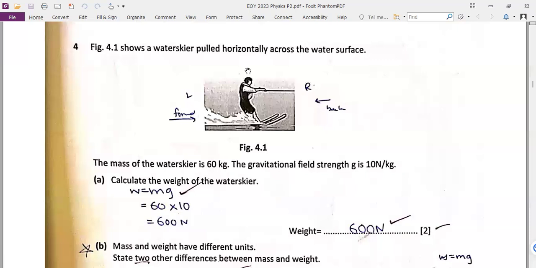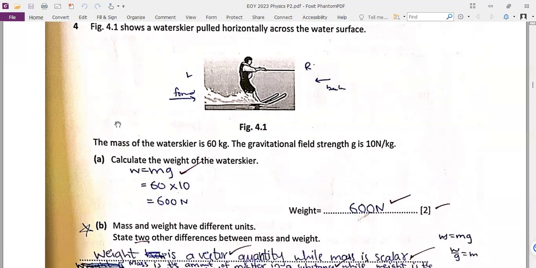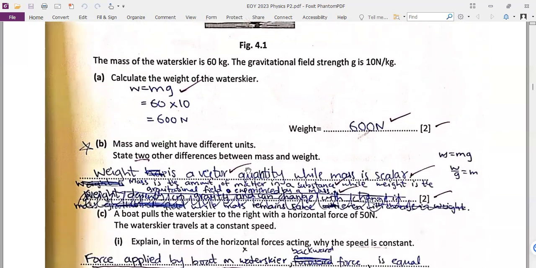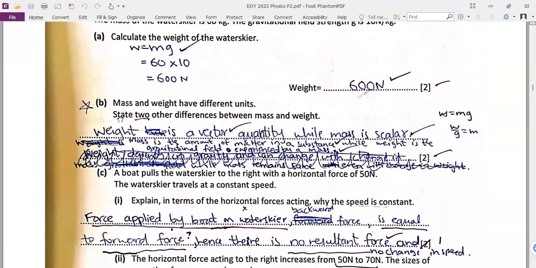Okay, question number 4. A water skier. The mass is given, field acceleration, the weight. Weight is, well, very simple, mg. Here the student is a little bit confused, but two other differences between mass and weight. Weight is a vector, mass is a scalar. Yes, that is one difference. And then mass is the amount of matter, weight is the force. That is the second difference, 2 points.